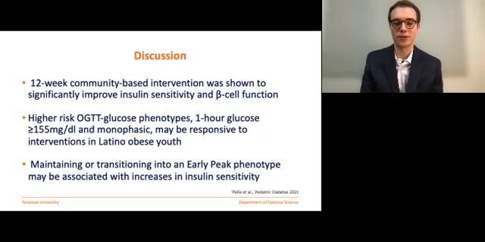Previous studies among youth demonstrated that the 1 hour glucose concentration greater than or equal to 155 milligrams per deciliter and monophasic glucose response curve at baseline are prospectively associated with worsening type 2 diabetes phenotypes when compared to their healthier phenotype counterparts. The present investigation extends these findings and suggests that these phenotypes can improve among the higher risk youth in response to a lifestyle intervention.